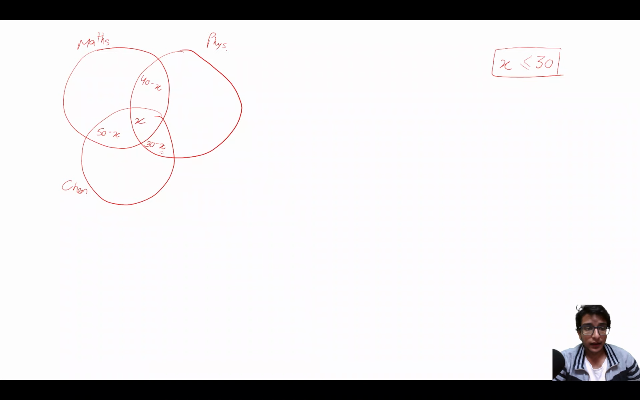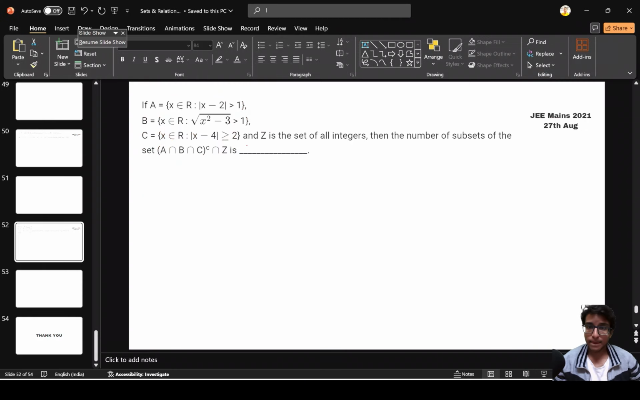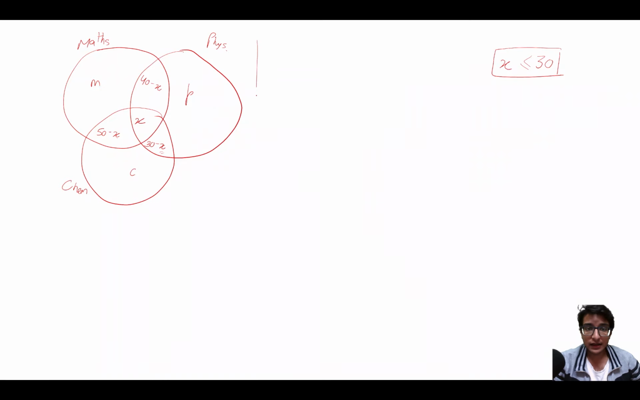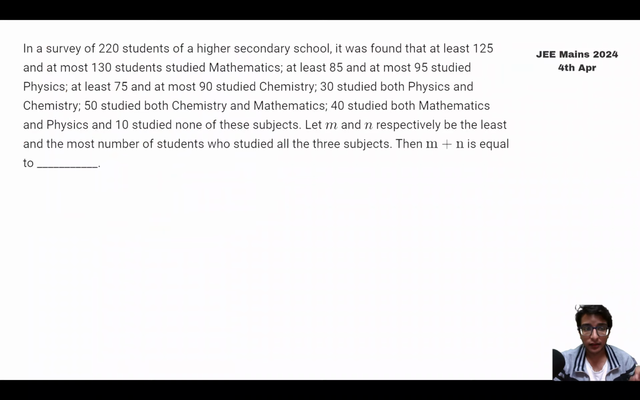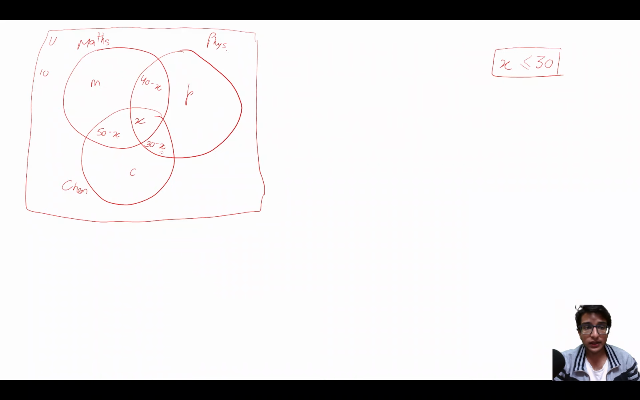So one thing that we know is all the students who've studied all three subjects are going to be at most 30. Now let me assume that the students who studied only maths are M, the students who studied only physics are P, the students who studied only chemistry are C. Now what have they told us? Now this entire thing is going to be under a universal, right? So let's say this is my universal, and they've told us that there are 10 students who studied nothing. That means out of 220 students, 10 have studied nothing.